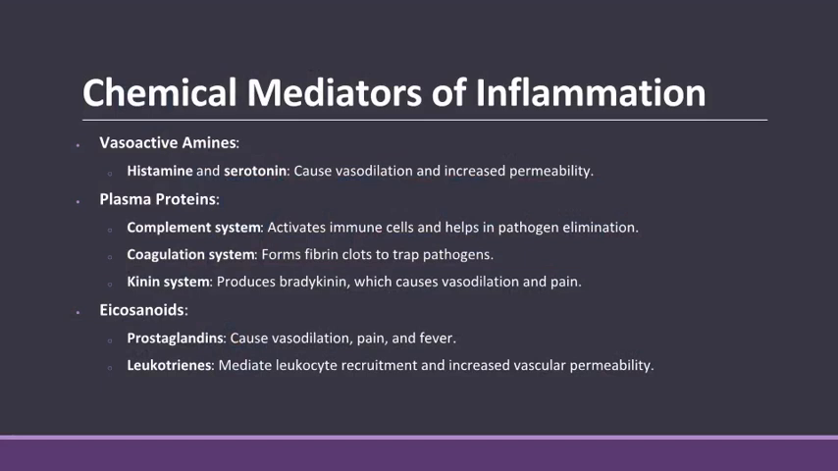Inflammation is orchestrated by chemical mediators. Vasoactive amines, like histamine, cause vasodilation and permeability. Plasma proteins, such as the complement system, help fight pathogens, while the coagulation and kinin systems contribute to clot formation and pain. Eicosanoids, like prostaglandins, amplify inflammation by causing fever and pain. These mediators are the primary drivers of inflammatory symptoms and are potential targets for therapy.